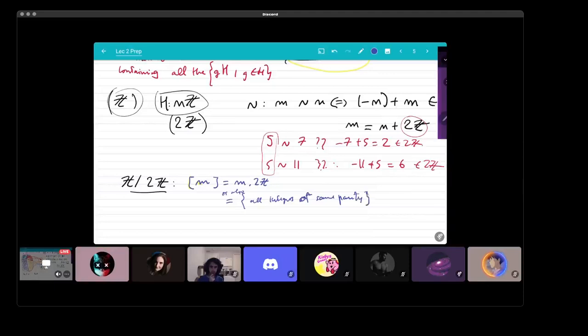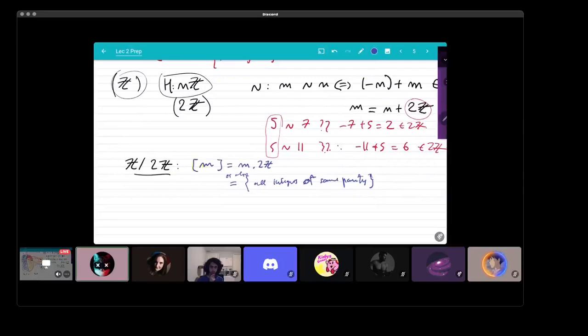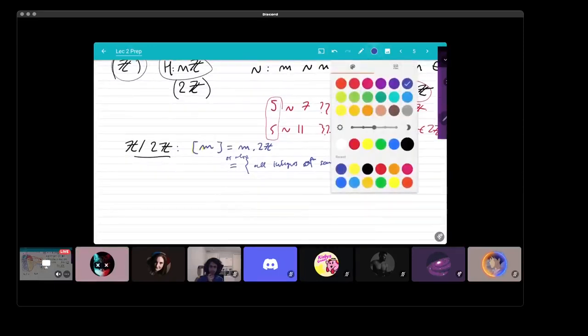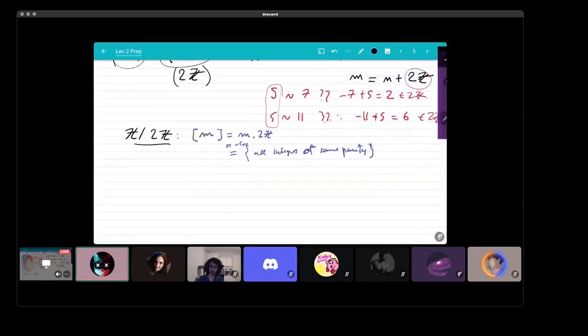I think a clear way to understand this is, if I want to check the parity of an integer, I can divide it by 2 and then check if I have a remainder of 1 or 0 after the division. For example, 60 divided by 2 is 30.